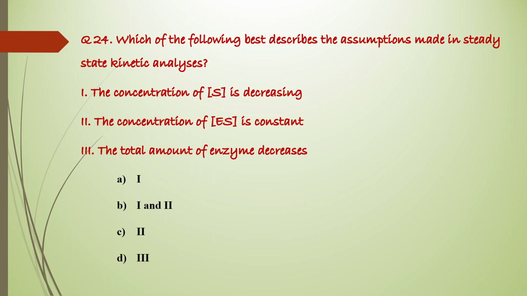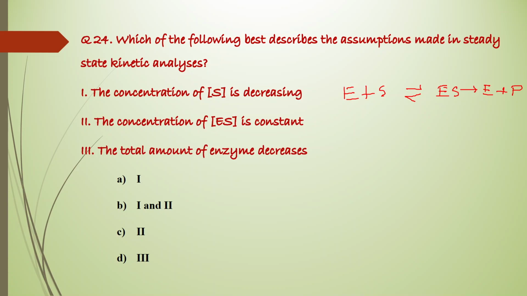Okay, moving to the next one. It states, which of the following best describes the assumptions made in steady state kinetics analysis? So what was our steady state kinetics? So again back to this equation, E plus S is ES, and from ES to E plus P. So there are three options that are given, three statements. The concentration of S is decreasing. Does this involve the steady state kinetic assumption?